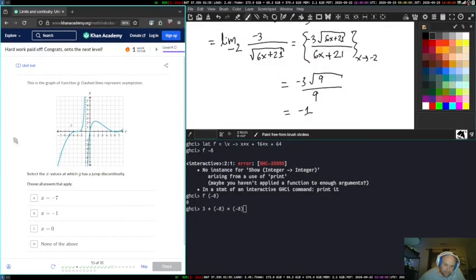X values at which G has a jump discontinuity? What is a jump discontinuity? Oh, I think it's a non-asymptote discontinuity. I think that's what they mean. I would say none of the above, unless I don't know what a jump discontinuity is.